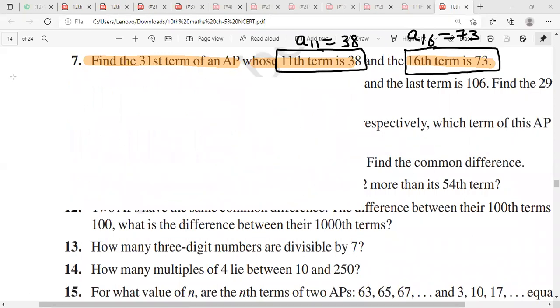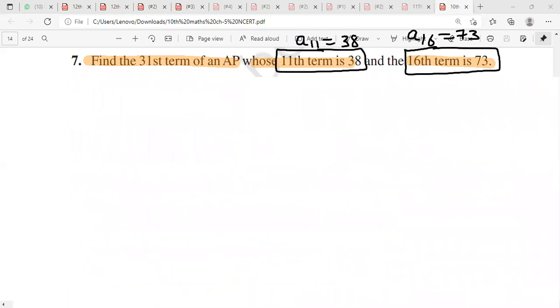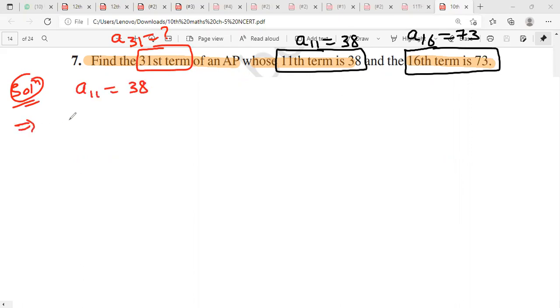तो आपको कहा जा रहा है कि 31st टर्म क्या होगी, तो आपको क्या फाइंड करना है? We have to find A31. तो अब देखो, इन दो केसेस से हमारे पास दो इक्वेशन आएगी. A11 जो है आपका 38 है. What does it mean? It means A + 10D is equal to 38. That is your first equation.